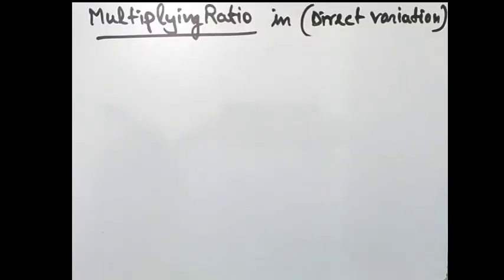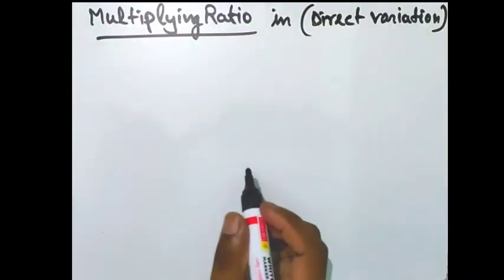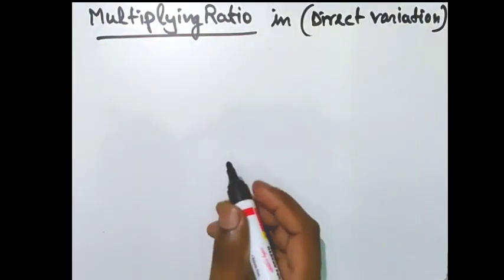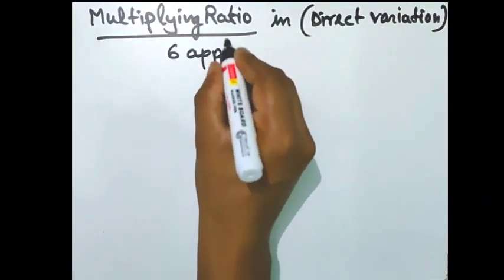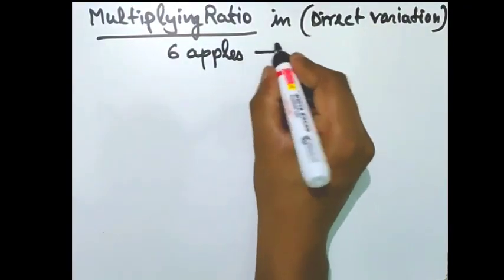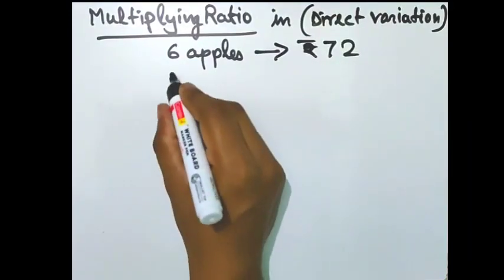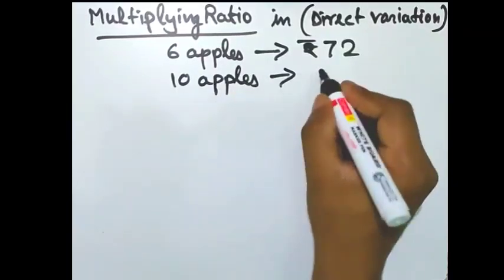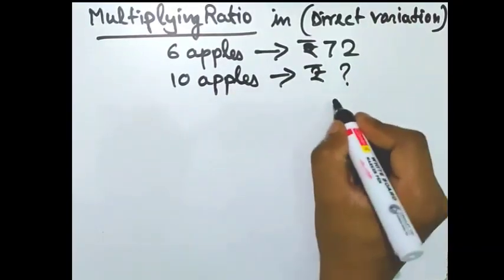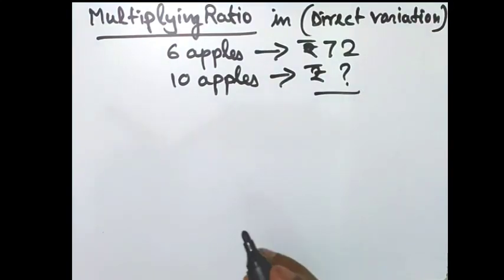Now let's try to understand the multiplying ratio in direct variation with the help of an example. So let's say if 6 apples cost rupees 72, then what will be the price or the cost of 10 apples? Now it is not given here, but you have to find out.